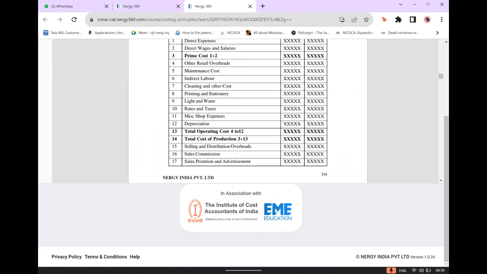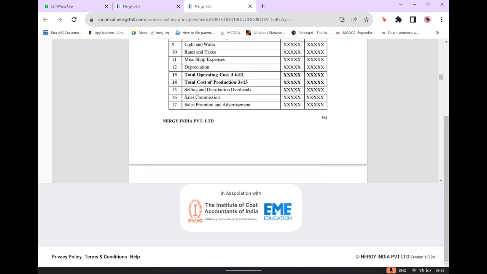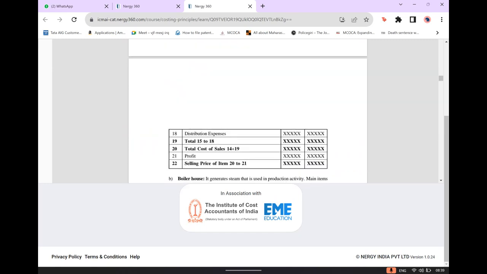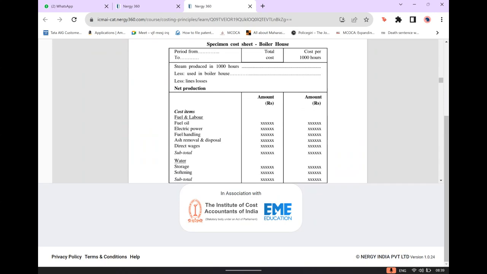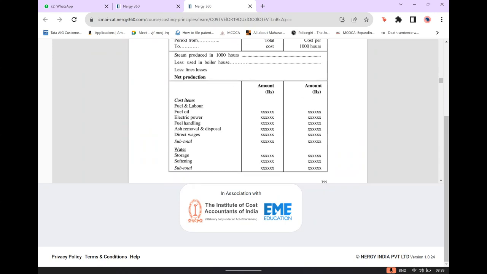Then you have selling and distribution overhead, sales commission, sales promotion and advertisement, distribution. I told you in retail business, this will be more. So you will get the total cost, then you get total cost of sales, you add the profit element, you get the selling price. So boiler house and all, we will see it will be classified into fixed expenses and running expenses.